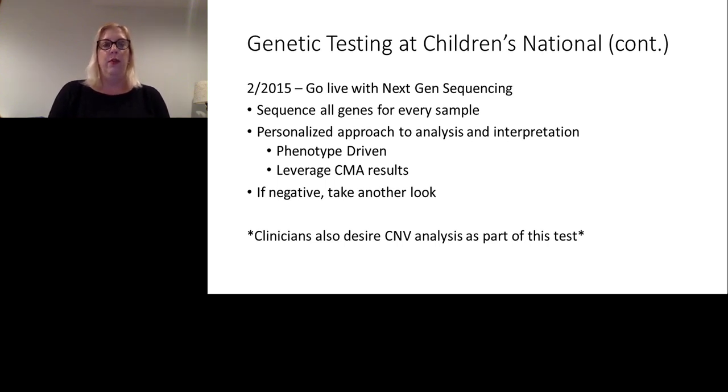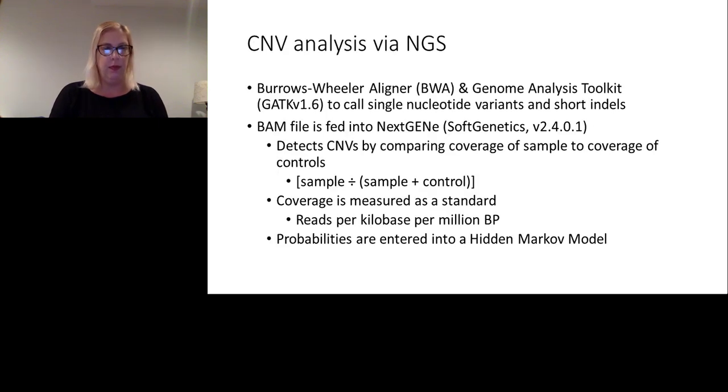Even with moving forward with next-gen sequencing, there was a strong desire from our clinicians to also have CNV analysis as part of this testing. We then decided to approach the validation of CNV analysis via our next-gen sequencing. The way we approach this is by using BWA and GATK to call SNVs and short indels. The BAM file is then fed into the NextGene software, and this detects copy numbers by comparing the coverage of the sample to the coverage of controls. Coverage is measured as a standard, and probabilities are entered into a Markov model.